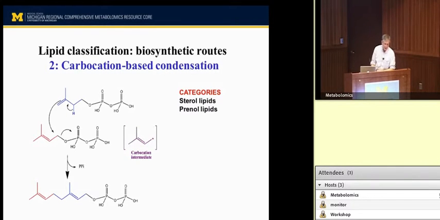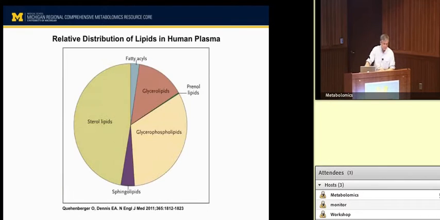These are a subclass of lipids formed by carbocation-based condensation reactions. And the big one is the sterol lipids, which most of you know about. It turns out that the sterol lipids, cholesterol esters and things like that, are the most common that you find. The glycerophospholipids and the glycerolipids are the second most common. Fatty acids are actually a very small fraction, and sphingolipids are surprisingly a larger fraction than even the free fatty acids that you find in the blood.